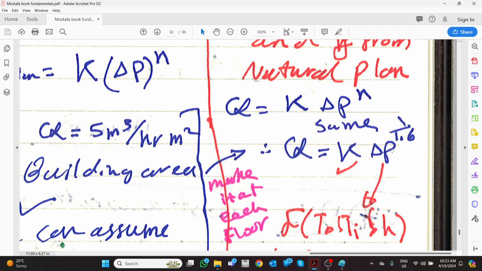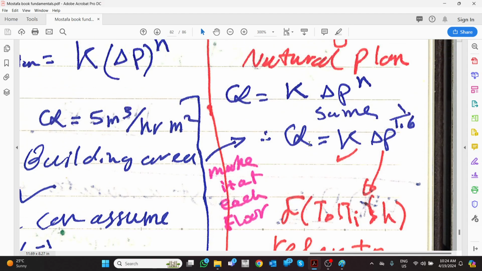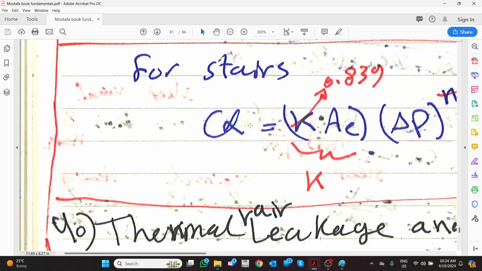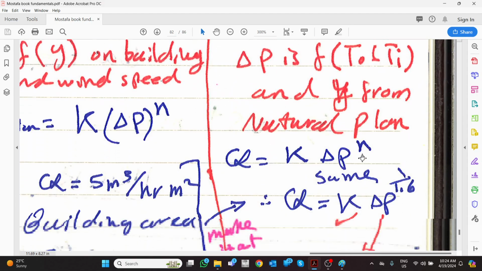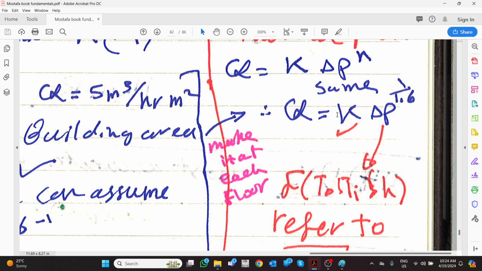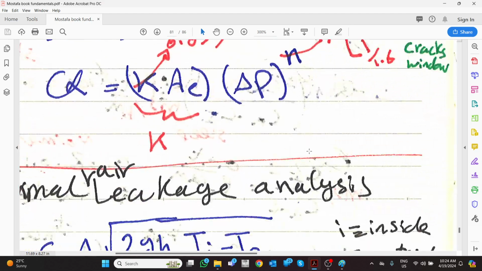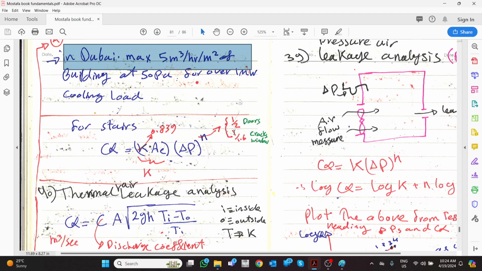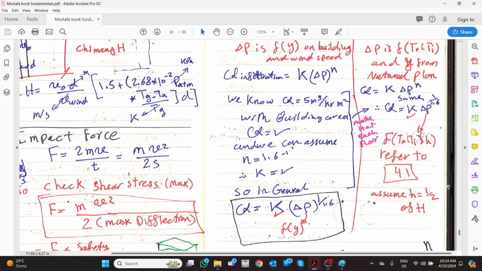you will have delta P equal to a number, and Q you can already estimate, of course, as just the upper limit. From that, you don't know K. This is the point: you don't know K, but you know n, by the way, because we use the definition of cracks and windows. So by keeping n as 1 over 1.6, you will get K.